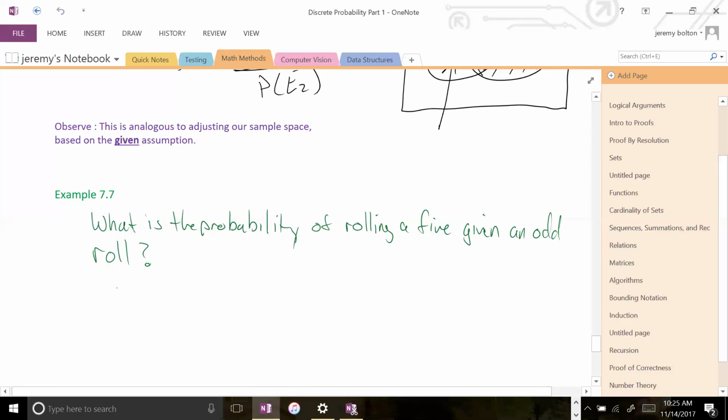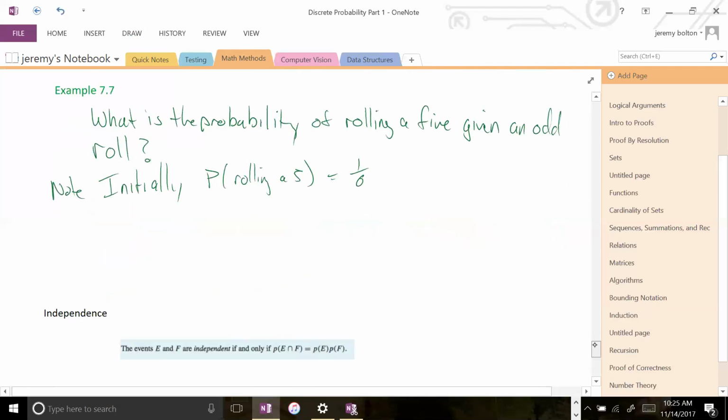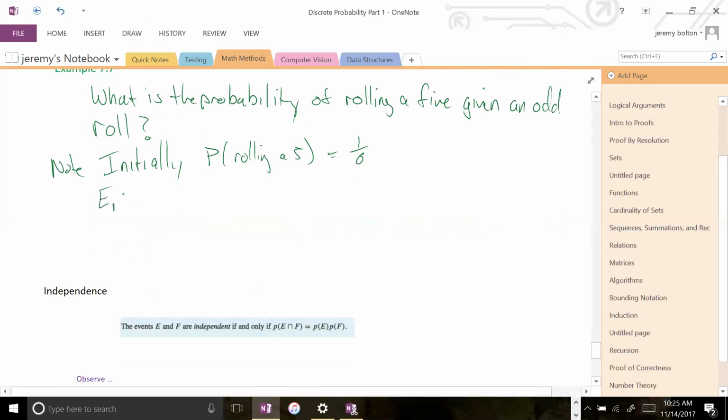What is our updated probability that we've rolled a 5? Note here that initially the probability of rolling a 5 was equal to what? 1/6. And why? Well, of course, we had our initial E1. This is rolling a 5, and this is simply the set that contains a 5. If E2 is the event of rolling an odd, this is our event space of 1, 3, and 5.